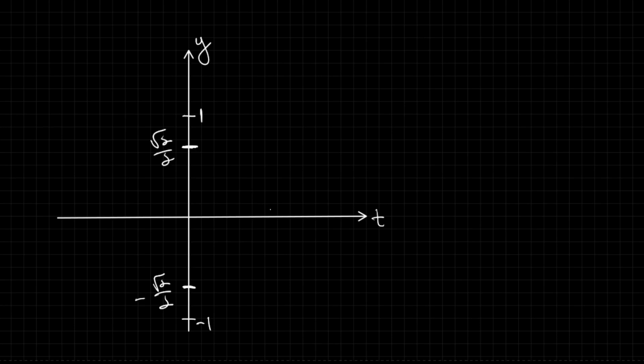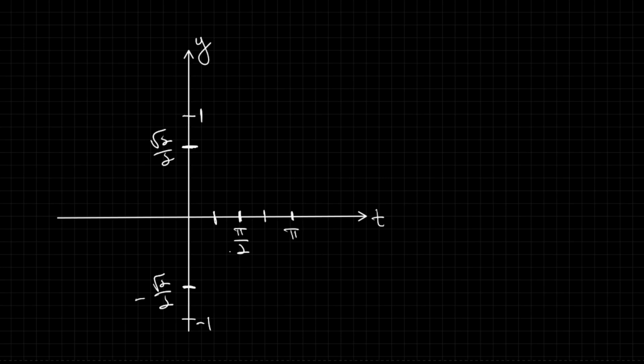And now in the t direction, the way that I'm going to do my scaling is I'm going to make this here pi over 4. It's very, very common to have your scaling in the t direction when you're graphing trigonometric functions to be some multiples of pi. So then this would be pi over 2, and actually I'm going to label pi over 2, not pi over 4.